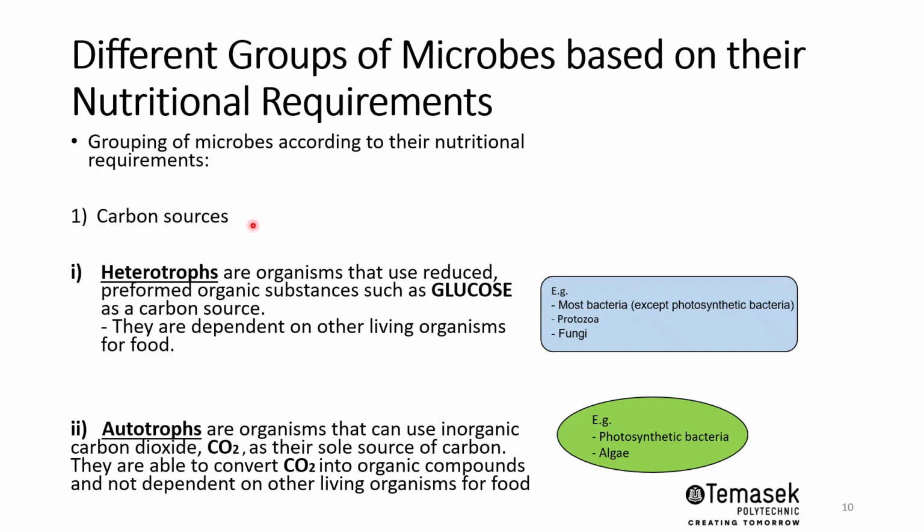Heterotrophs are defined as organisms that use reduced, preformed organic substances such as glucose. And we know glucose is a good carbon source. So heterotrophs are any organisms that obtain their carbon in an organic form. Examples are some bacteria, except for photosynthetic bacteria. Most of them are actually heterotrophs. They use glucose as a carbon source. Some species of protozoa as well as fungi.